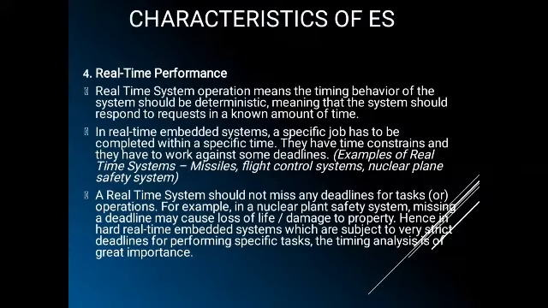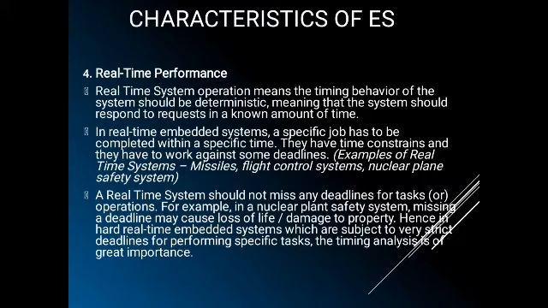Next characteristic, real-time performance. Real-time system operation means the timing behavior of the system should be deterministic, meaning that the system should respond to requests in a known amount of time. For example, when you use an automatic teller machine, that is ATM, and give an input, you will wait only a few minutes. It should not take more time to dispense the money. So in a real-time embedded system, a specific job has to be completed within a specific time. They have time constraints and they have to work against some deadlines.